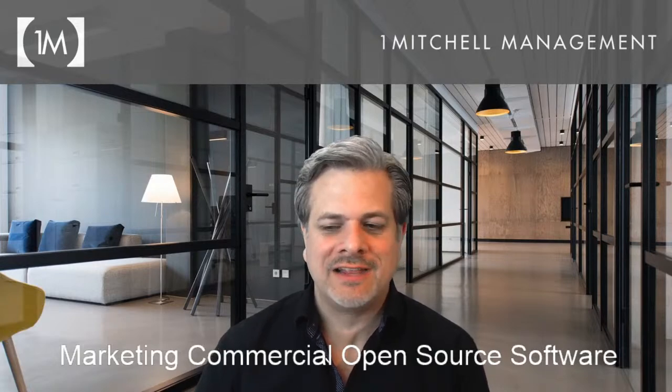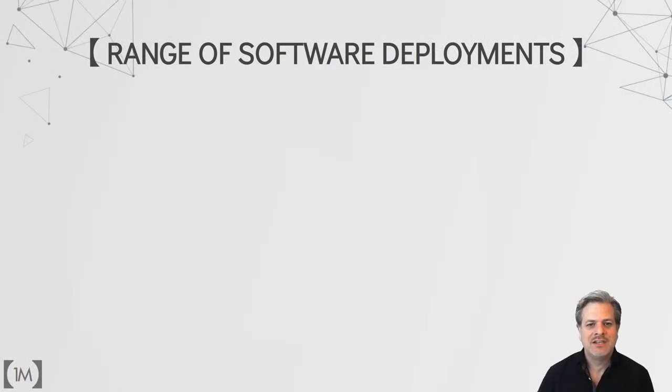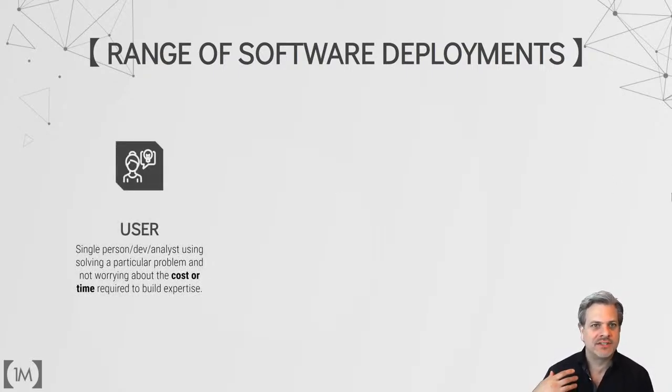I'll just switch over to a slide that summarizes these three different types of software deployments. I want to encourage you to not think of it so much as open source versus proprietary, but think about it as a range of different kinds of deployments within companies, or even outside companies, could be schools or individuals for that matter. The one that we're all most familiar with is the single user.